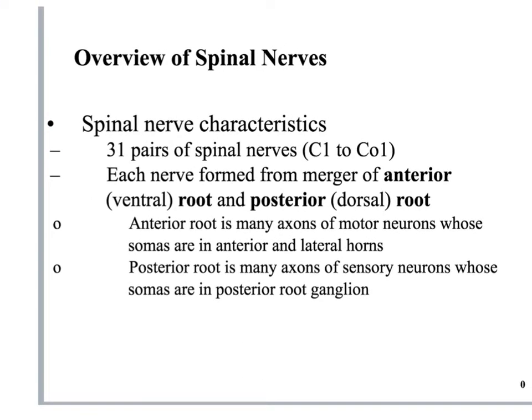Okay, so there are your 31 pairs of spinal nerves. Each nerve is formed from the anterior root, or ventral root, and the posterior root coming together. The posterior root is mainly sensory, axons of sensory neurons, while the anterior root is motor neurons.